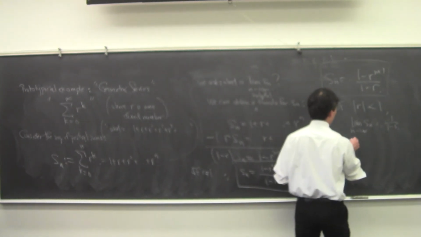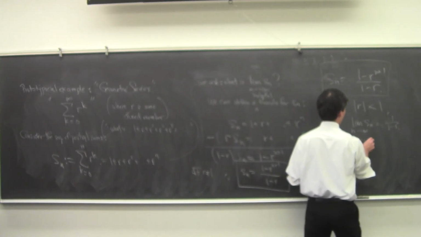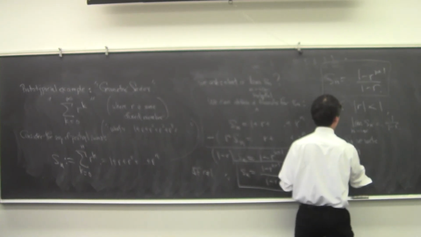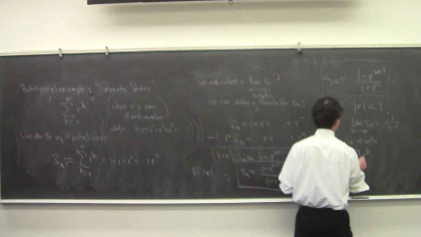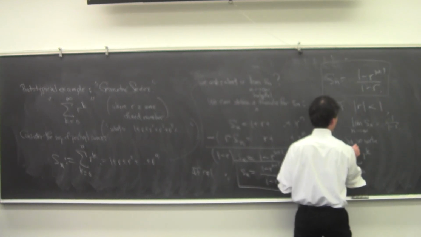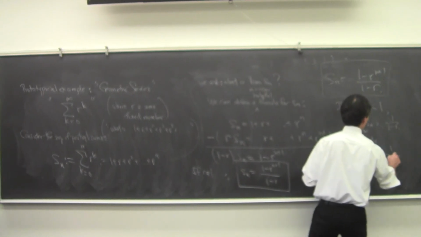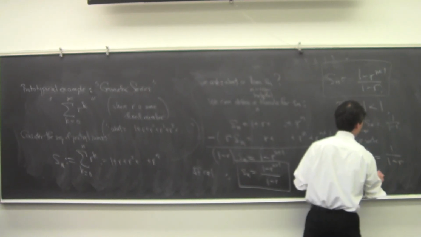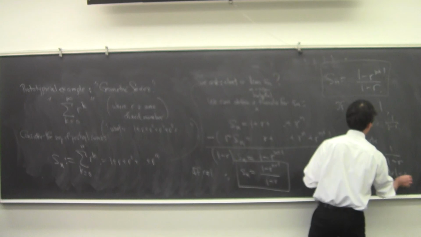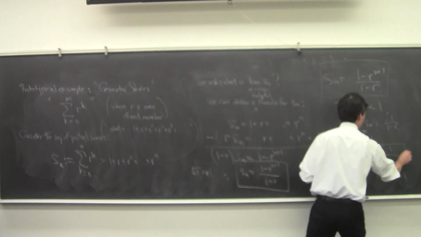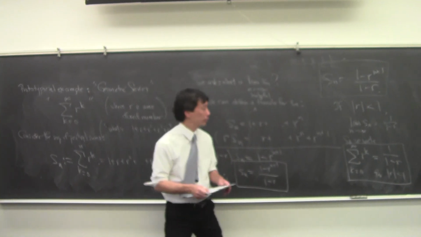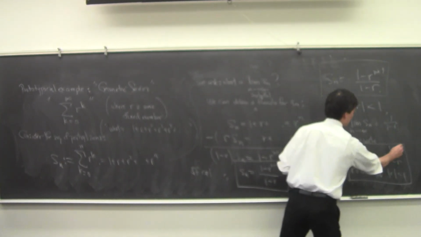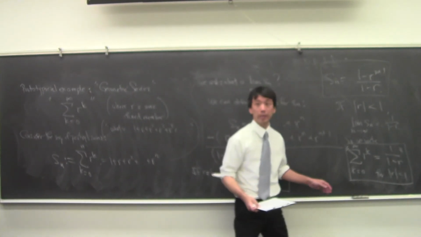So we write that the infinite series of r to the k, k goes from 0 to infinity, equals 1 over 1 minus r for r in absolute value less than 1. Right? This is what we write.